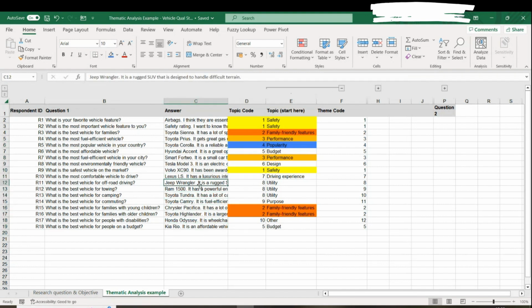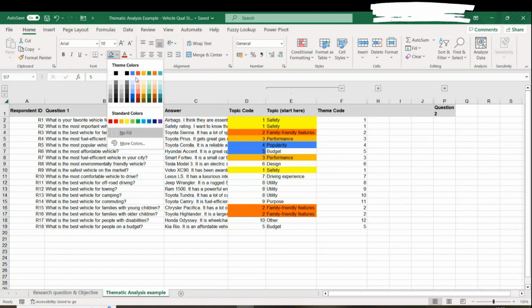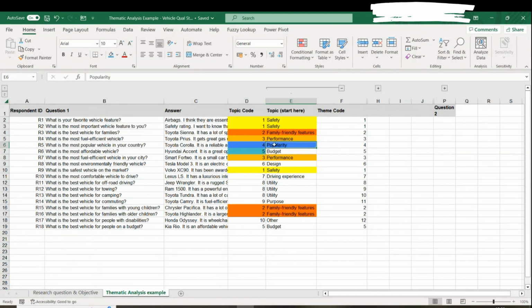So if there's nothing else about popularity, you then go back and check what else. You see, actually there's also budget, so you could have also used budget there, but it's a different question because this one spoke about fuel efficiency, and then budget here is focusing on affordability. So here it would say, what is the most affordable vehicle? And this respondent said the Hyundai Accent, because it is a great option for people who are on a budget. So if this person is focusing on budget-friendly vehicles, you would give budget code number 5, which is the next topic. Then you would give that a different color as well.